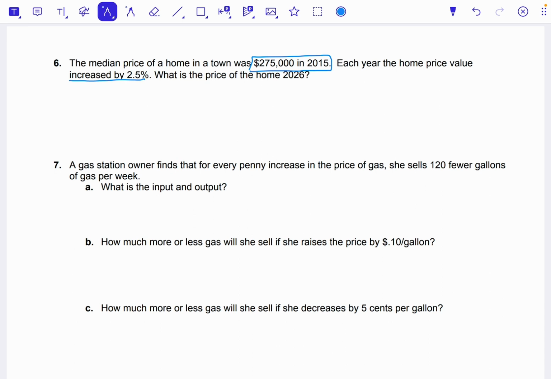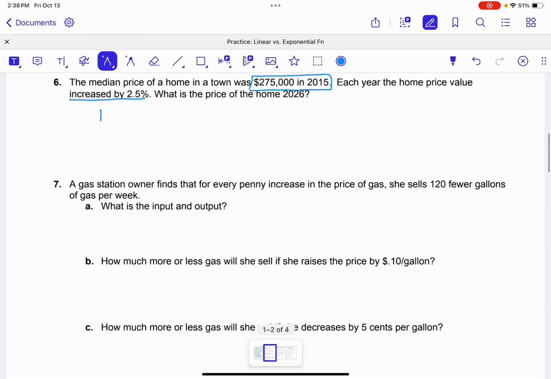So I'm going to set up my exponential function, and then I'm going to plug in the value that I need. So in this case, we're going to call H the price of our home. And we're starting off at $275,000. And we have that 100% added each year plus 2.5%. So that would be 0.025 as a decimal. And then number of years. And remember, this is years, not since this year, but years since 2015.